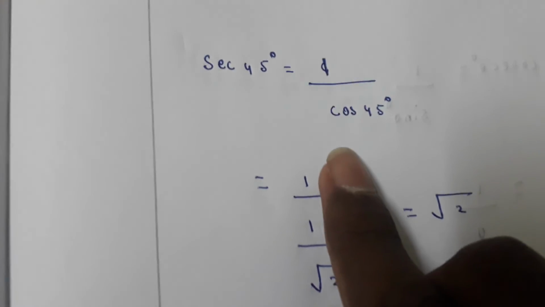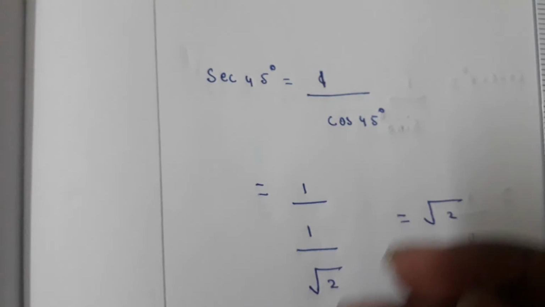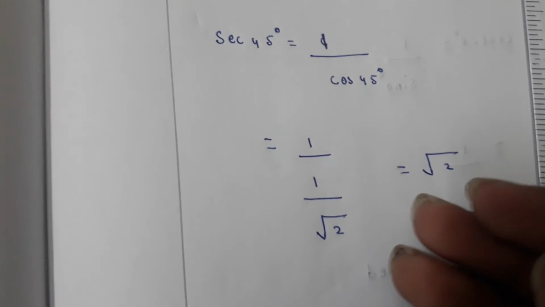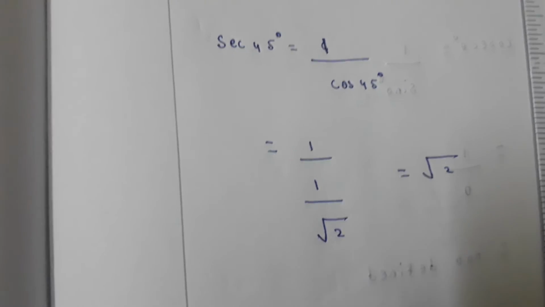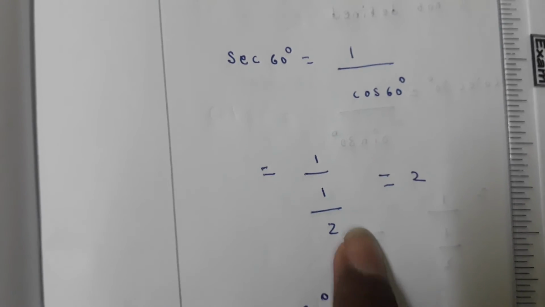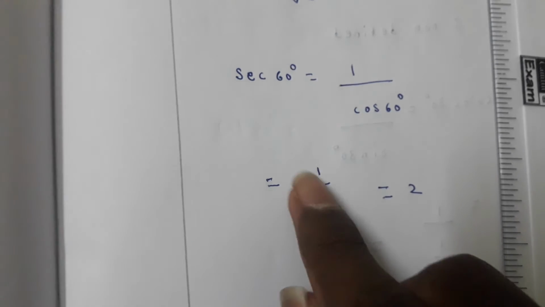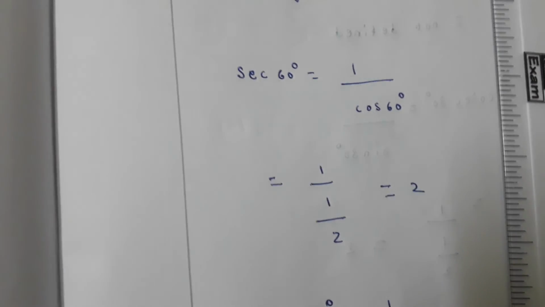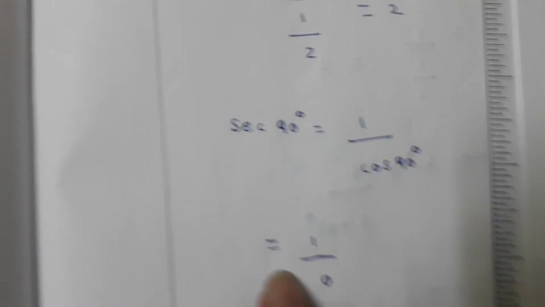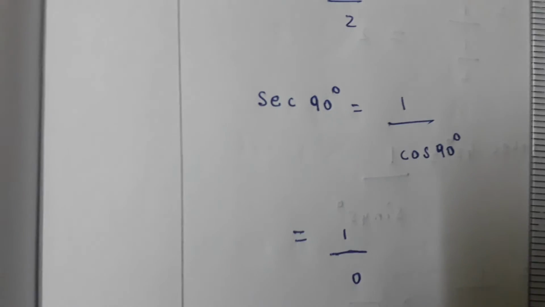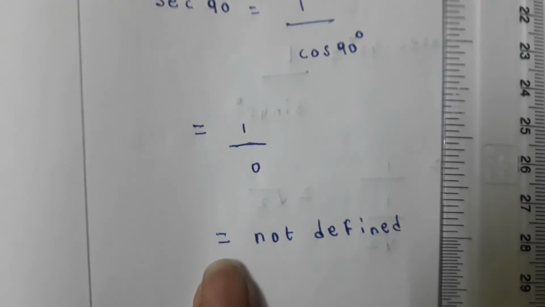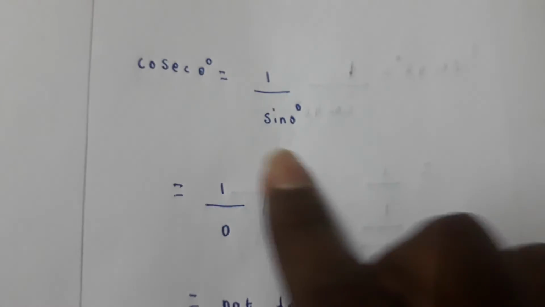Now secant 45 means 1 by cos 45, the inverse of cos 45. Cos 45 is 1 by root 2, so it will be inversed and become root 2. Now secant 60 means inverse of cos 60. Cos 60 is 1 by 2, so it will be inversed and we will get 2. Now secant 90 means inverse of cos 90. Cos 90 means 0, so 1 by 0 is not defined.